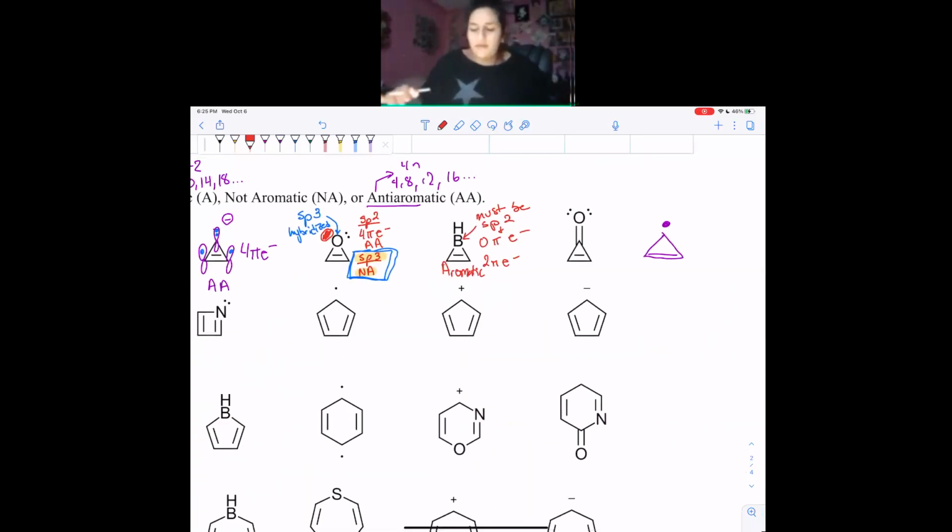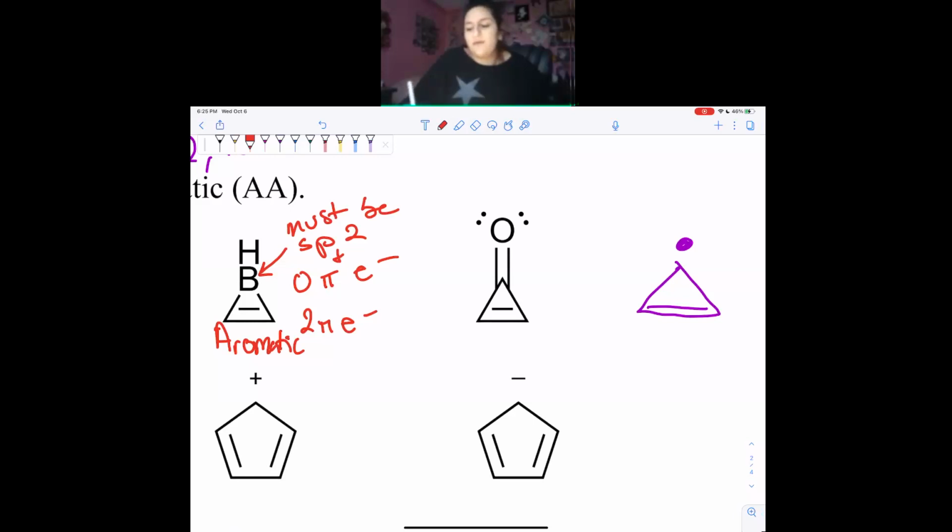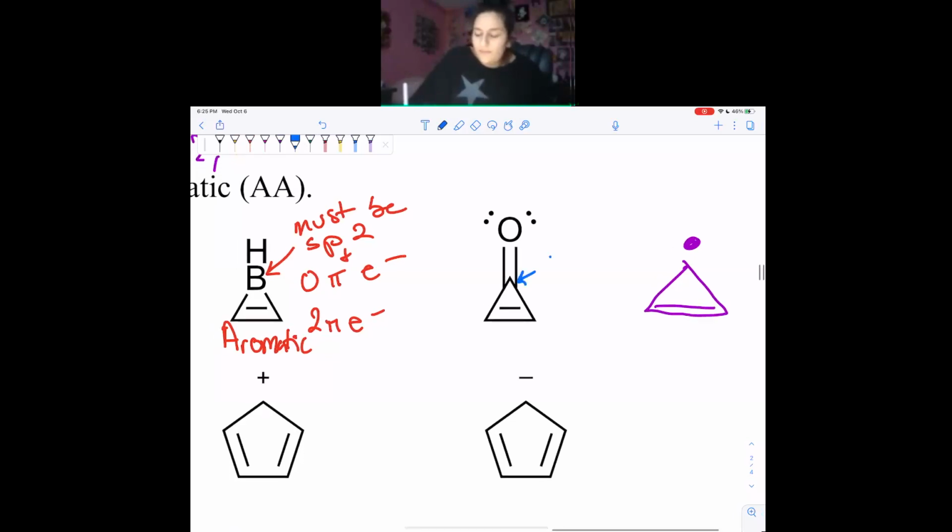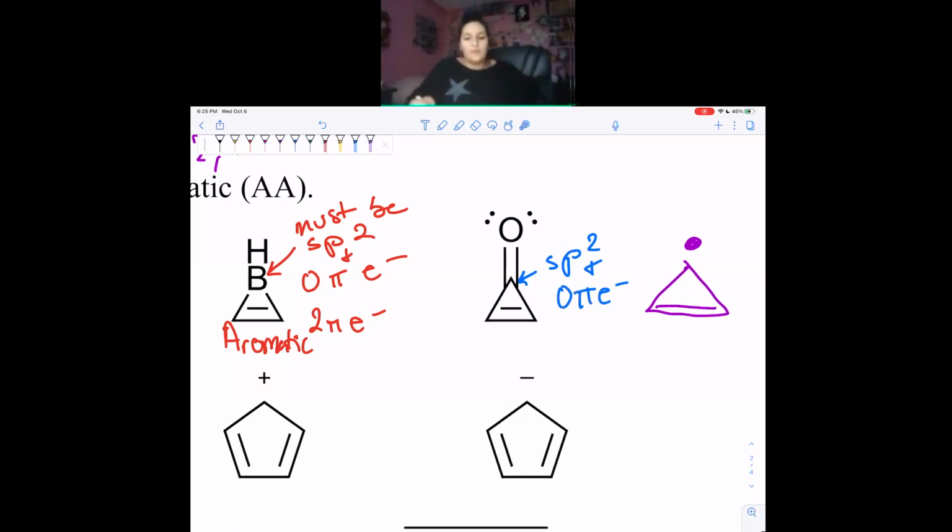So right here, this is an example of double bonded outside the ring. So we can almost just consider this as a carbocation because this is sp2 and donates 0 pi electrons. So it's going to be the same as a carbocation or boron. So cyclic, planar, fully conjugated, 2 pi electrons. So this is aromatic. Any questions on how I did that last one? Because it was pretty fast.